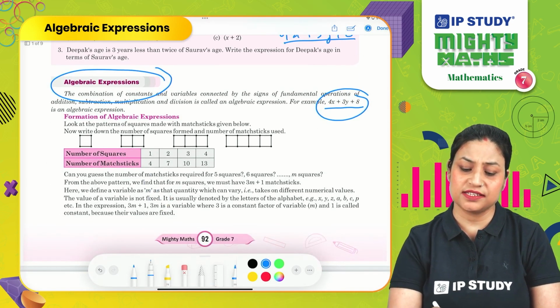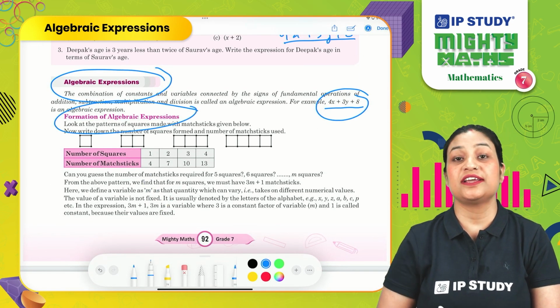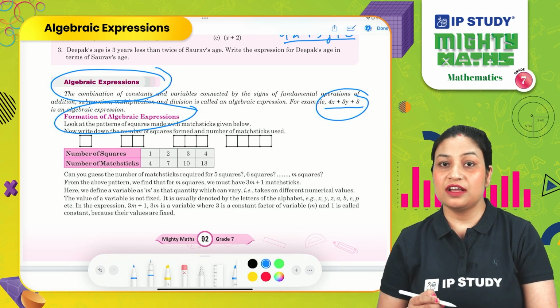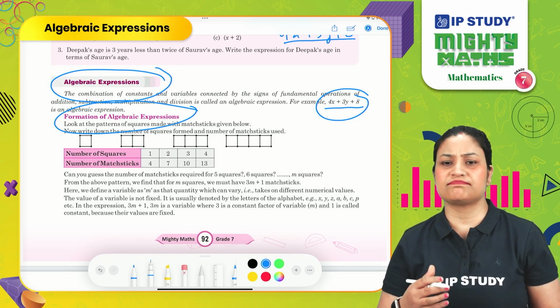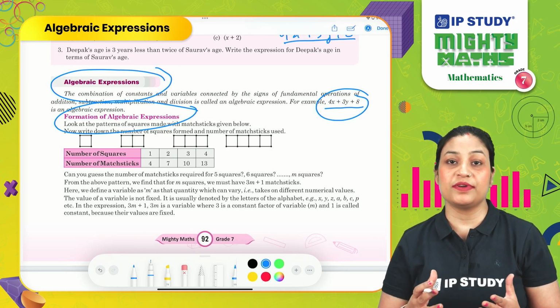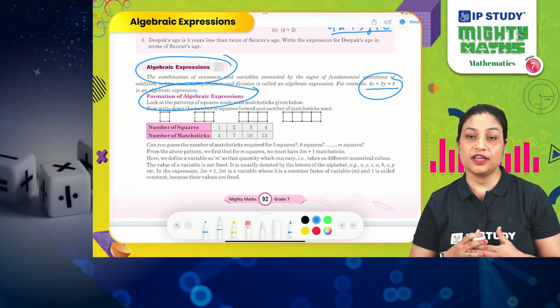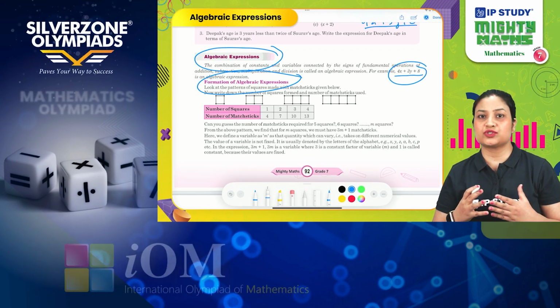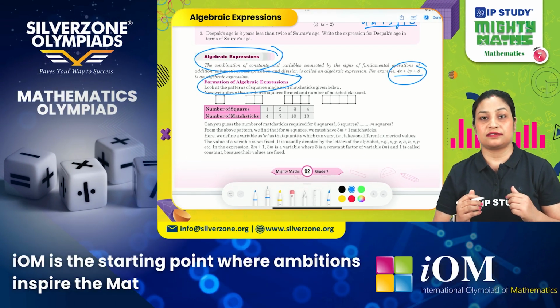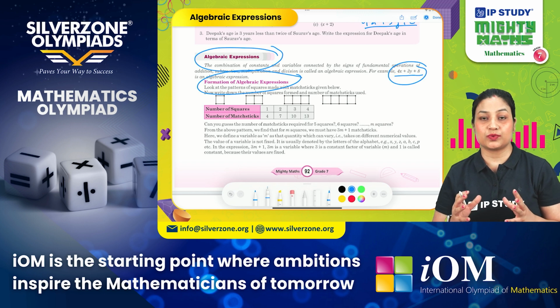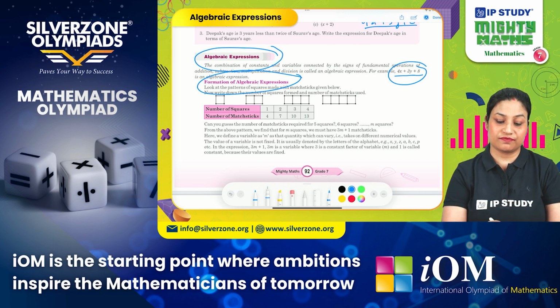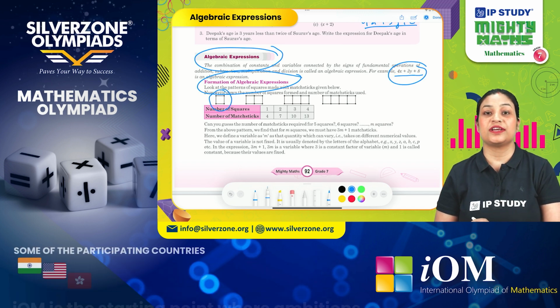The next topic is how to form an algebraic expression. For that, we will take an example. Suppose we are performing an activity in the classroom, okay? And I ask you to make squares using matchsticks, okay? So you start making squares. First of all, you use 4 matchsticks to make a square.